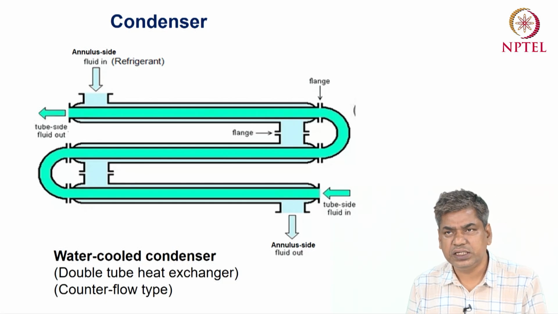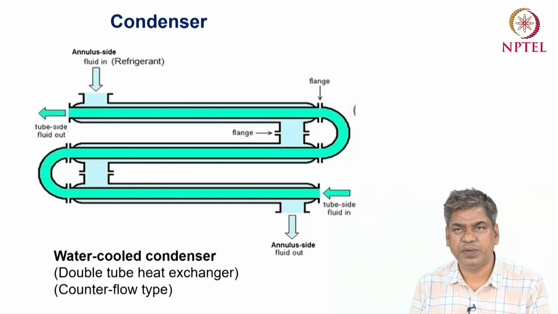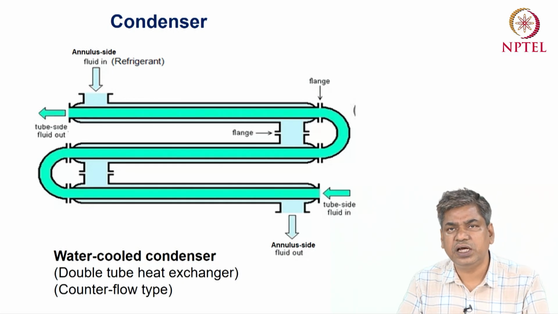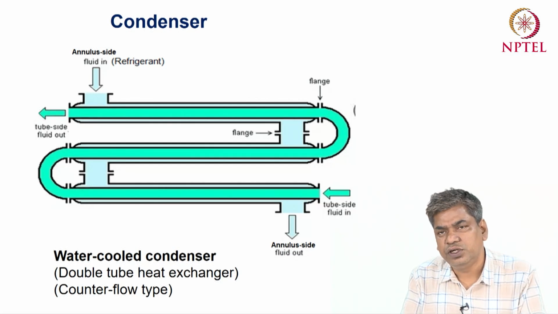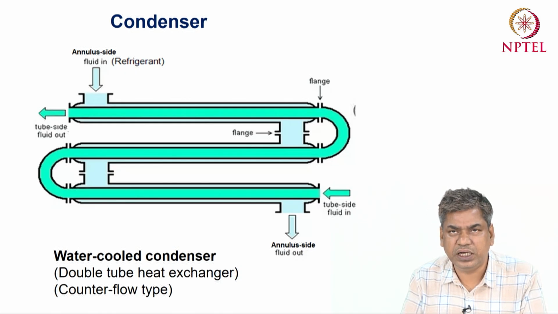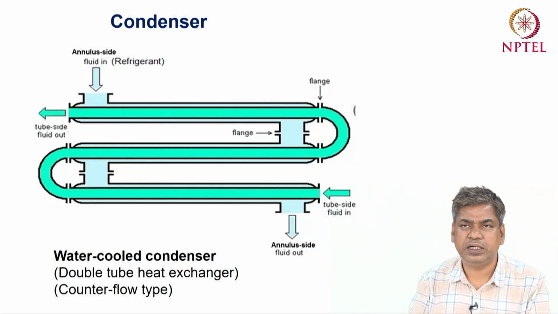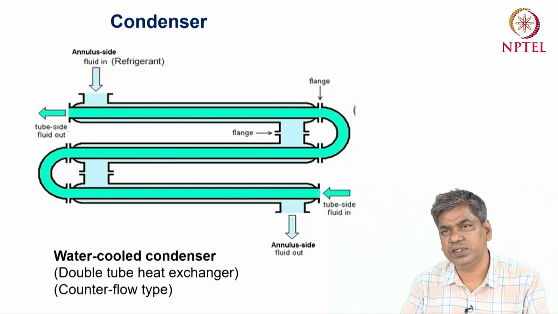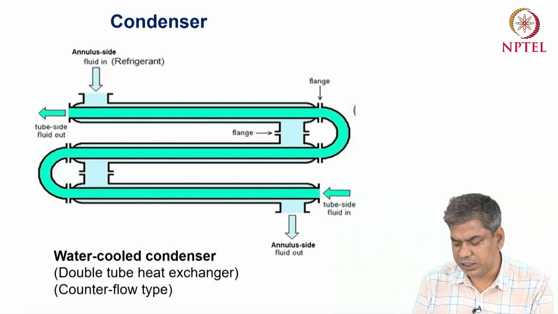Okay, so in this case the flow configuration may be the counter flow type or maybe the parallel flow type. But in this figure we can see the counter flow type double tube heat exchanger. The water is used as a coolant and the refrigerant is flowing in the annulus side. This type of condenser has very limited uses nowadays, but for some medium size systems this type of condenser is generally used.